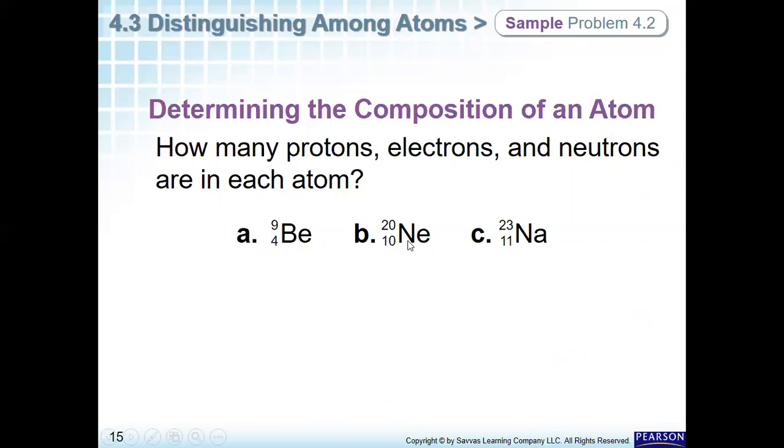On the other side, neon here, we will get that the atomic number will be 10. So the number of protons inside the nucleus will be 10. And also the number of electrons, because it's a neutral atom, will be 10. And if I want the number of neutrons, I will subtract 10 from 20. So it will be 20 minus 10 to get the number of neutrons, which is 10 too.